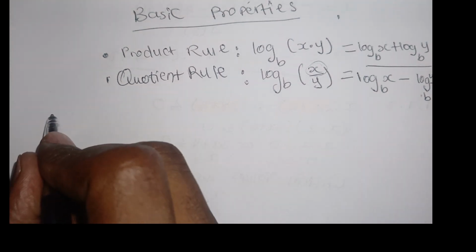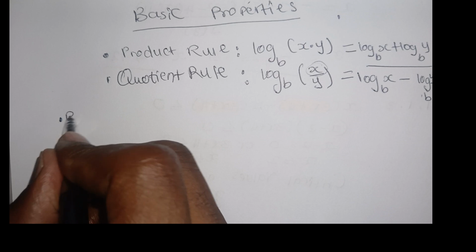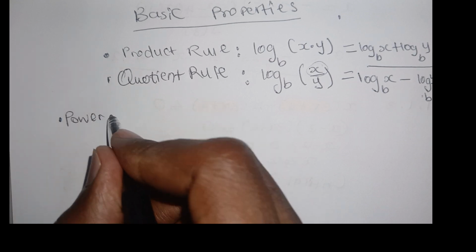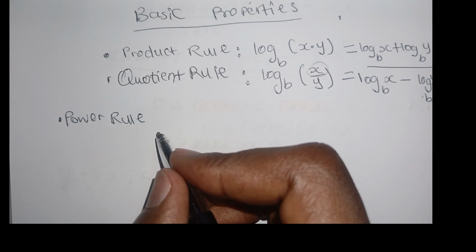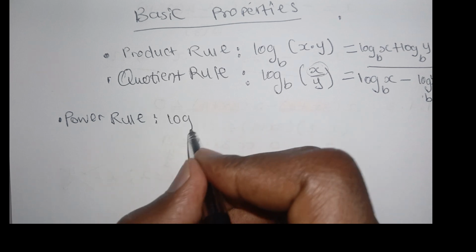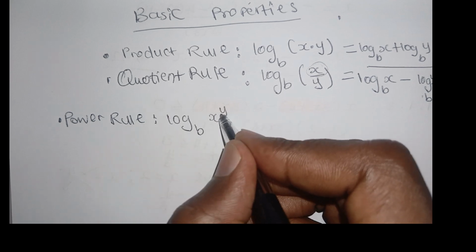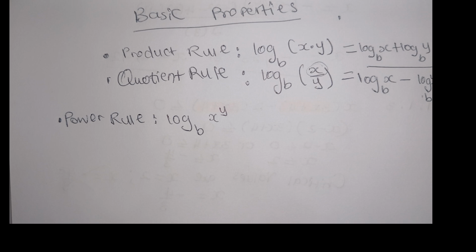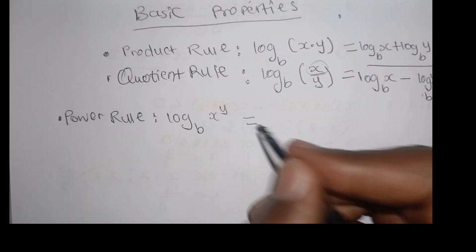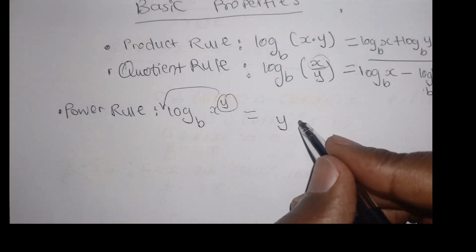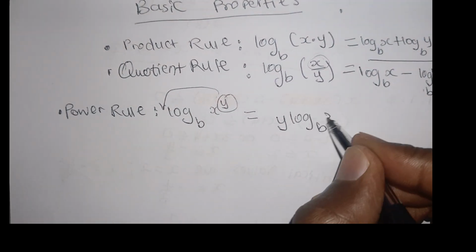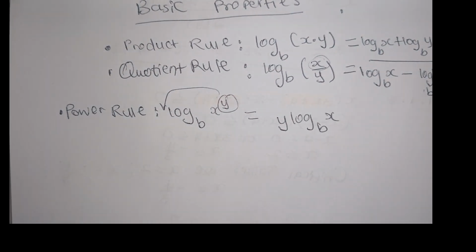Now we have a power rule. We have a power rule, which is log b of x to the power y. So this is basically why we take this up front, then log b x. That's how it is.